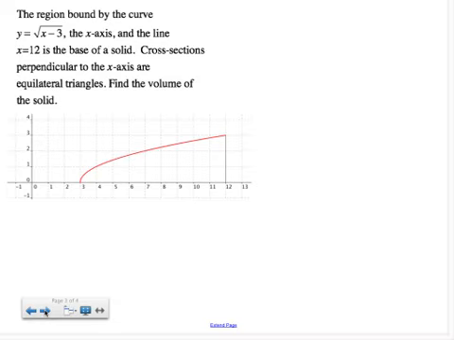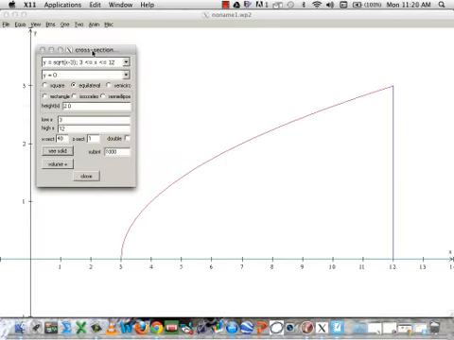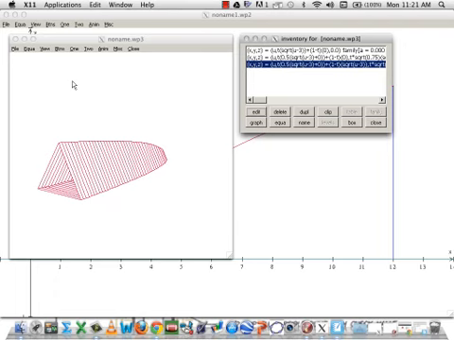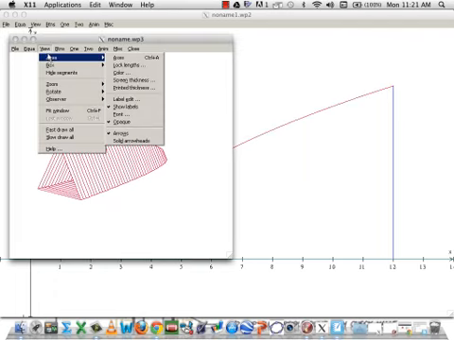Okay, before we get into the nuts and bolts of how to do this, let's take a look at what the solid actually looks like. Okay, so we're back in Winplot. Here's the curve in red. The barrier x equals 12 is in blue, and the x-axis serves as a boundary in turquoise. I'm going to ask Winplot to draw me the solid. Okay, and let me go ahead and put some axes on here.